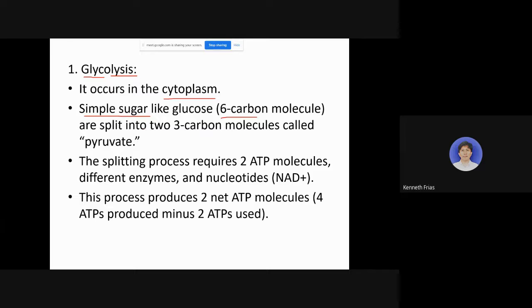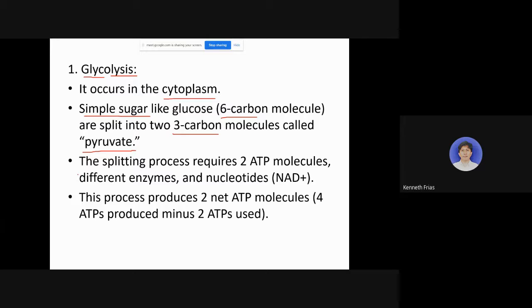So 6 divided by 2 is 3. That means each split molecule contains 3 carbon molecules. Okay, so each molecule contains 3 carbons, and they are called pyruvate.